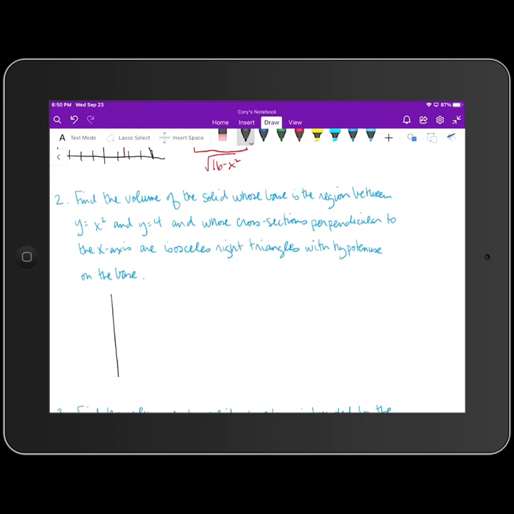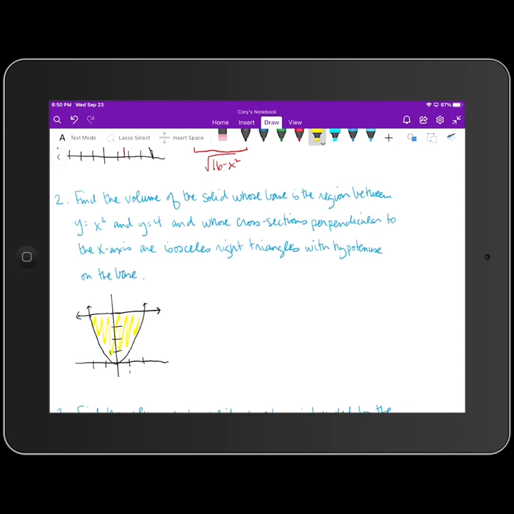So when we draw a picture, we have the line y is equal to 4, which is that line right there. And then we have the function y is equal to x squared, which is this here. So we're taking the area that is enclosed by both of those regions, which is this highlighted area.